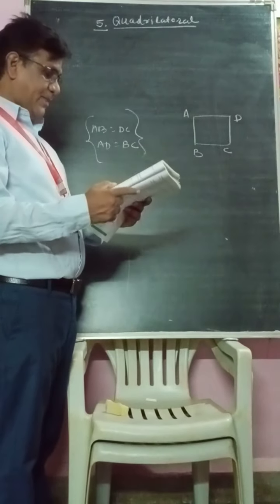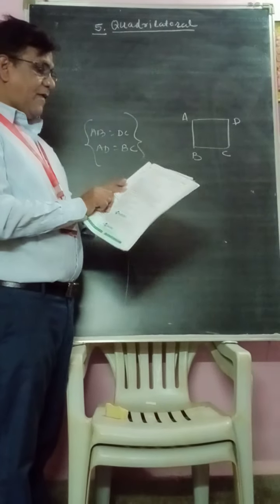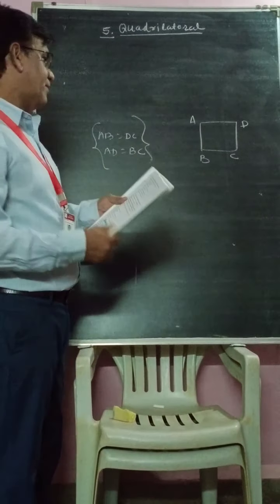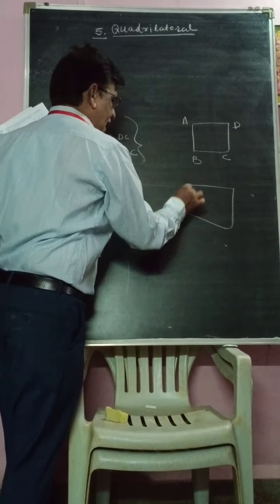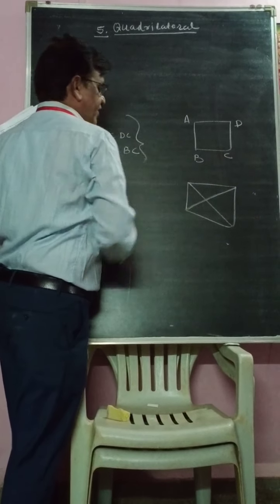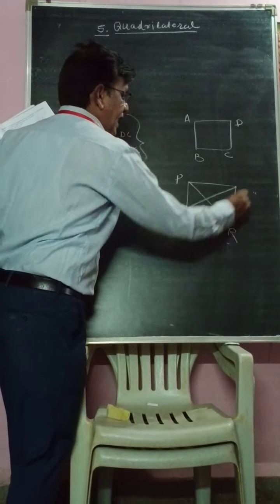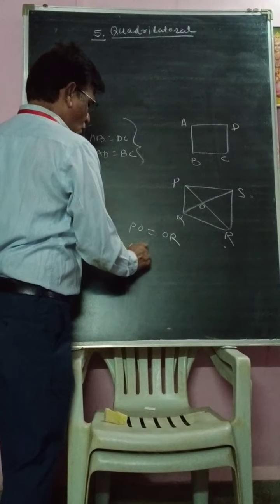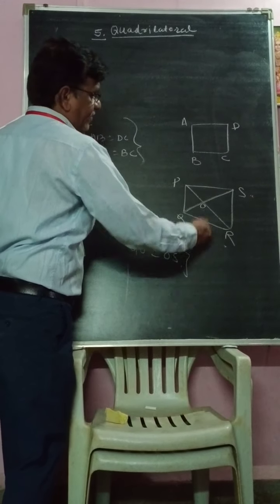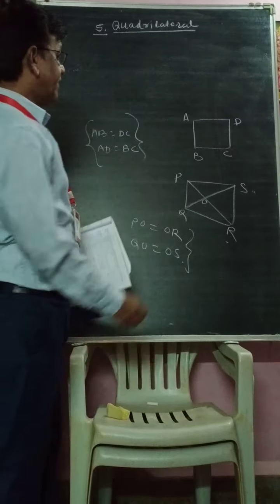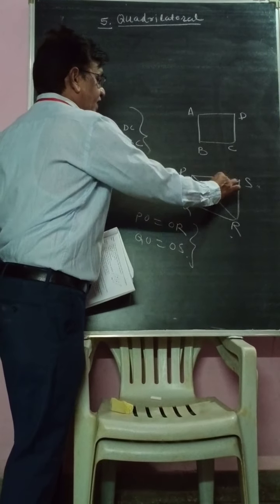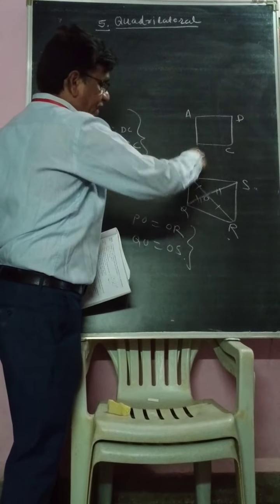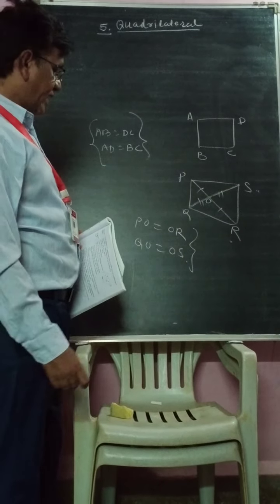Now the second theorem is: if the diagonals of a quadrilateral bisect each other, then it is a parallelogram. If this is a quadrilateral and this is one diagonal and this is the other diagonal, with vertices P, Q, R, S, and this is O. If PO is congruent to OR and QO is congruent to OS, then also you can say that this is a parallelogram. Means PR and QS bisect each other. These two segments are equal and these two segments are equal. Then you can say that this quadrilateral is a parallelogram.